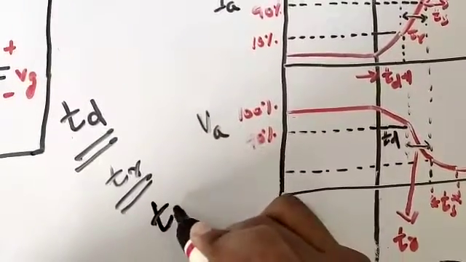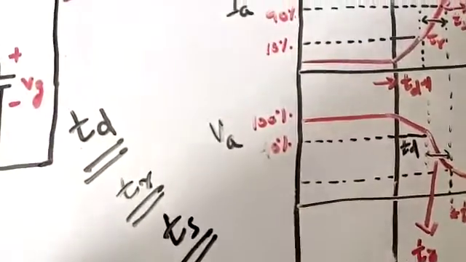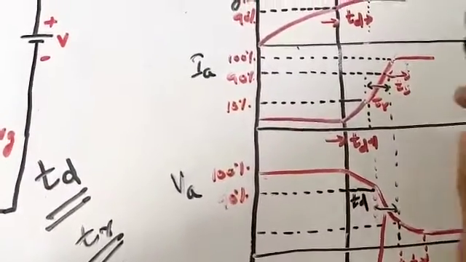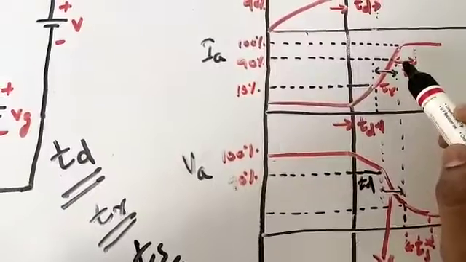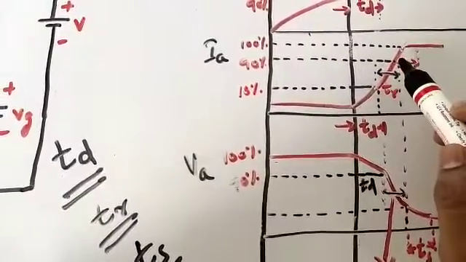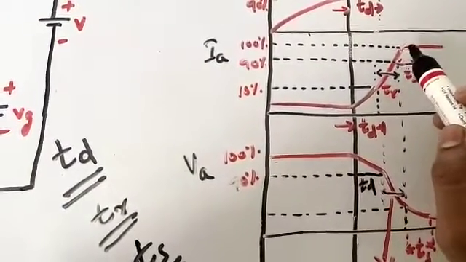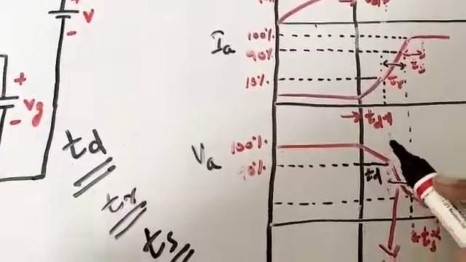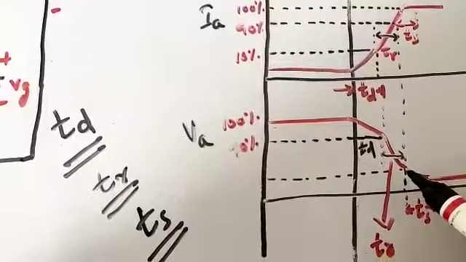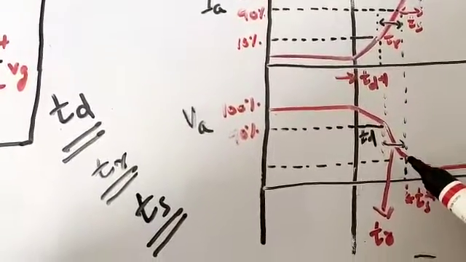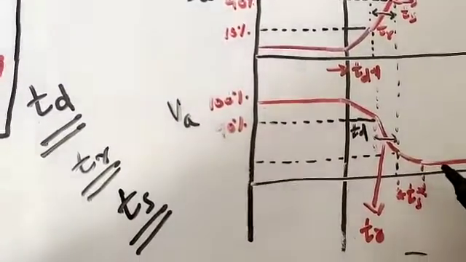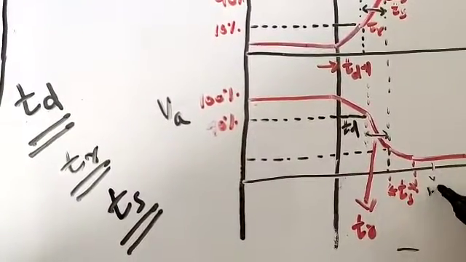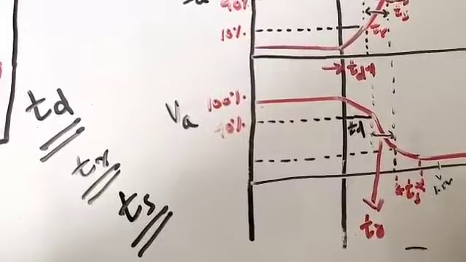And next, another time period is the spread time, ts. It can be defined as the time required for the anode current to rise from 90 percent to 100 percent, that is the final value, and at the same time it is the time required for the anode voltage to fall from 10 percent to the forward conducting voltage, which I can consider as 1 to 1.5 volt.